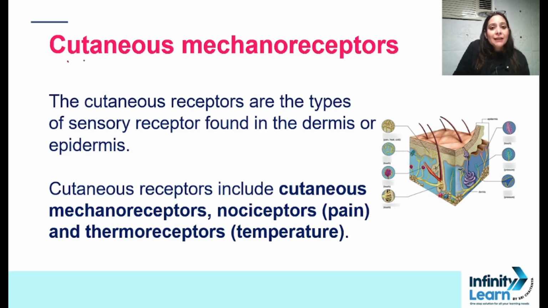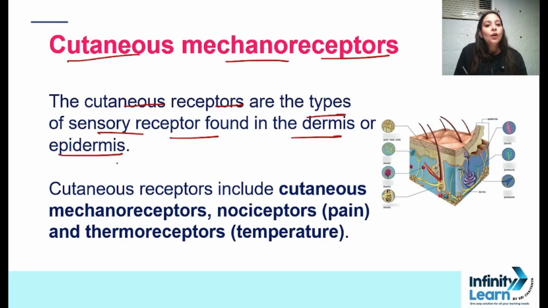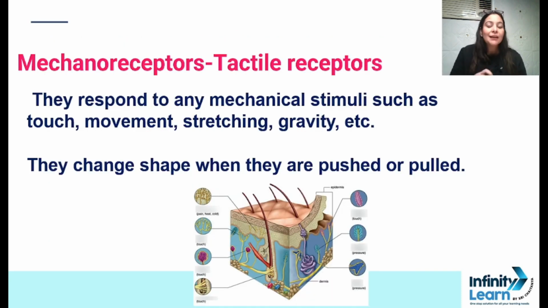So cutaneous mechanoreceptors, what are they? Cutaneous receptors are the types of sensory receptors which are found in the dermis or epidermis, that is, in the outer layer or in the middle layer. Cutaneous receptors include mechanoreceptors, nociceptors, which are sensitive to pain, and thermoreceptors, which we have already discussed. All these receptors are mechanoreceptors, that is, cutaneous mechanoreceptors. They are also called tactile receptors.